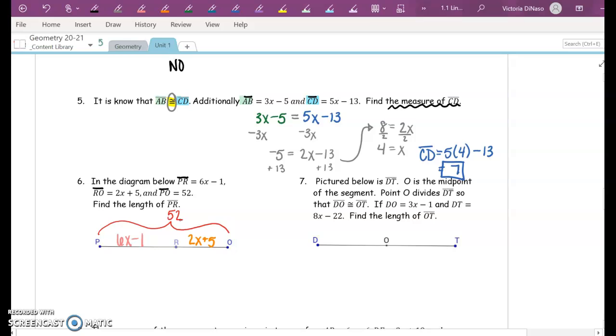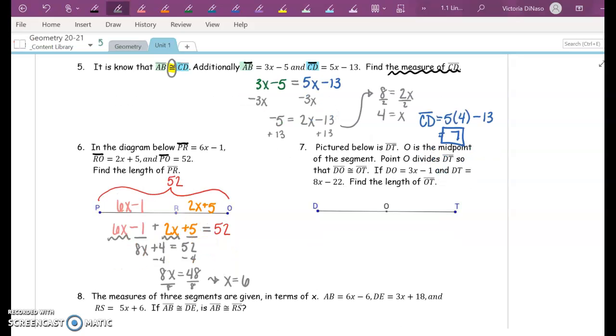Because these 2 smaller segments combined make up the larger segment, I'm going to use addition to show that these 2 segments make up the bigger segment. So we have 6x minus 1 plus 2x plus 5 equals 52. We're going to go ahead and solve for x and then plug it in to find the length of PR. Go ahead and pause the video and solve for x. Once you get that x equals 6, you're going to go ahead and input the 6 into 6x minus 1.